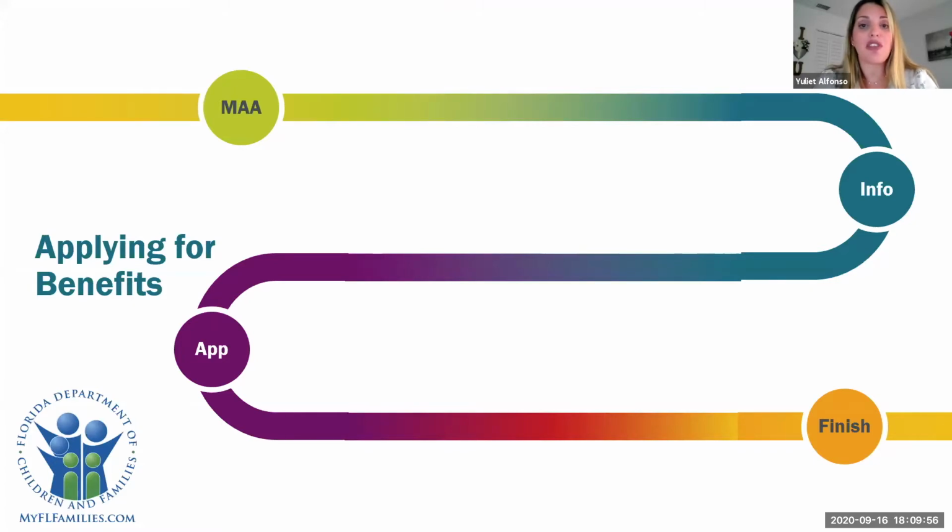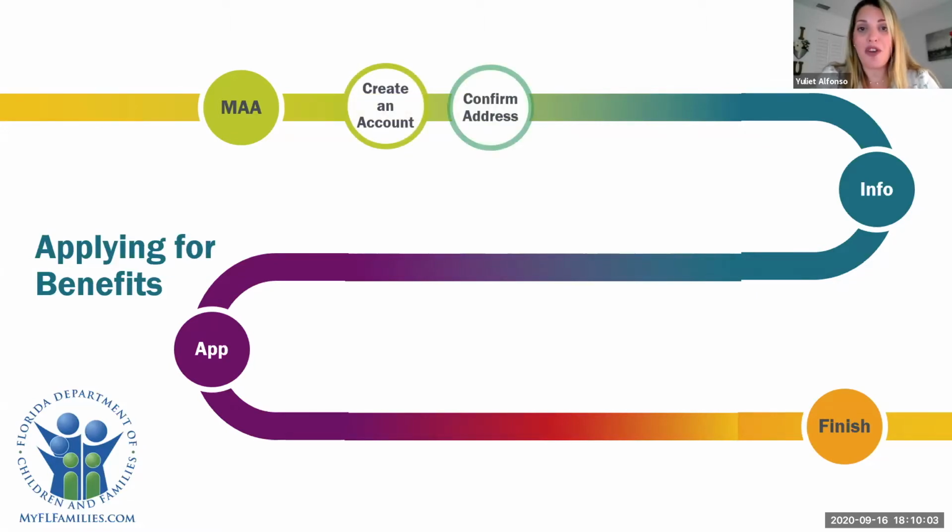In order to apply for benefits, the first step is to create a My Access account. When you create your My Access account, it's going to ask you to confirm the address. This is the address that we are going to use in order to send any documentation, any communication, if the client selects the option of receiving everything via regular U.S. Postal Service. Once the client creates the My Access account, they can select how they want to receive the communication. They can either do email or they can do regular postal service.